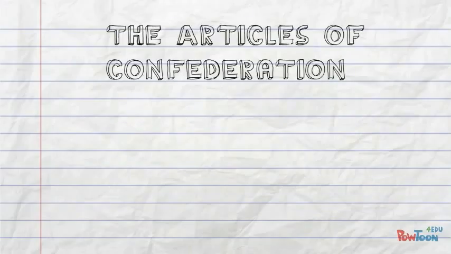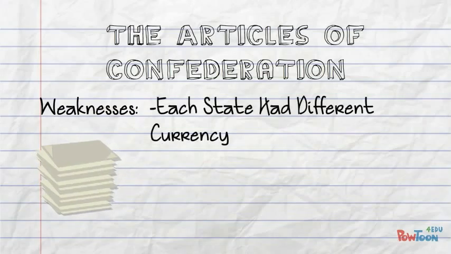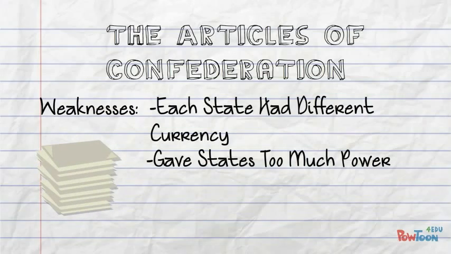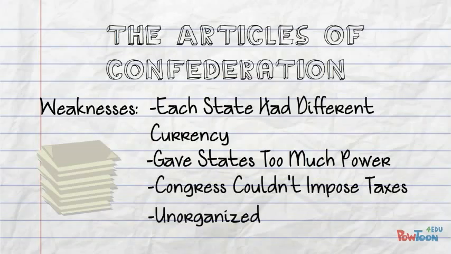The Articles of Confederation had many weaknesses in it that caused an unstable government. Some of these weaknesses include each state having a different currency. It gave states too much power, Congress couldn't impose taxes, and it was very unorganized. They needed to establish an organized system or else the Union would fall apart.